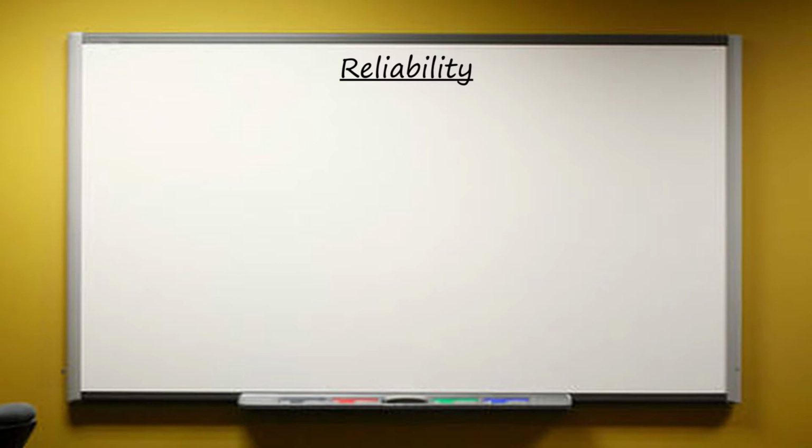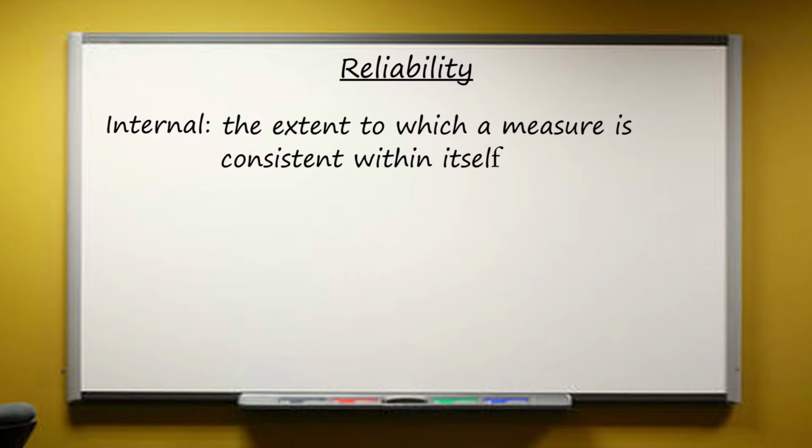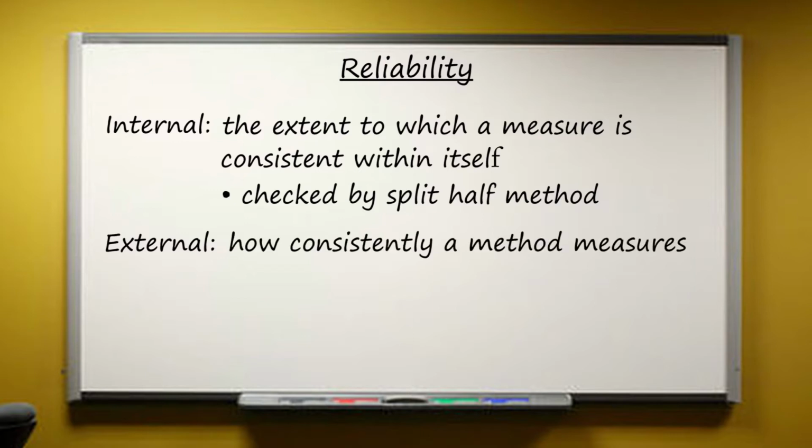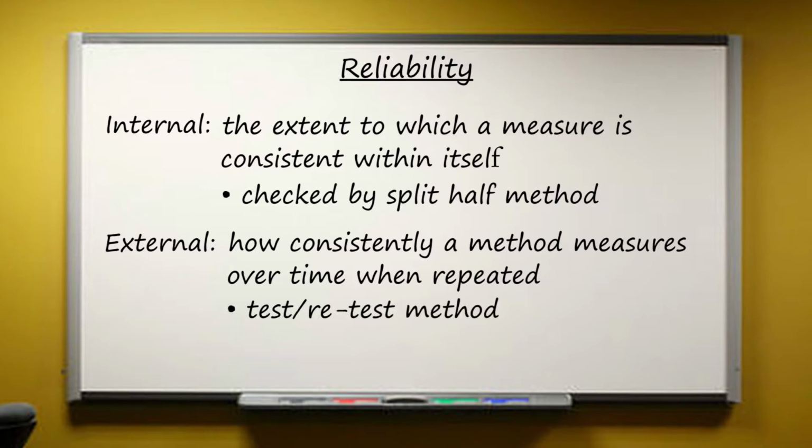Okay, and here a key distinction you need to make is between internal and external reliability. Internal reliability refers to the extent to which a measure is consistent within itself. And remember, this can be checked by the split half method, where the results of half the items could be correlated with the results of the other half. External reliability, on the other hand, refers to how consistently a method measures over time when repeated. And this can be assessed by using the test-retest method, correlating results obtained from participants at one time with results obtained at another time. So reliability is about consistency.